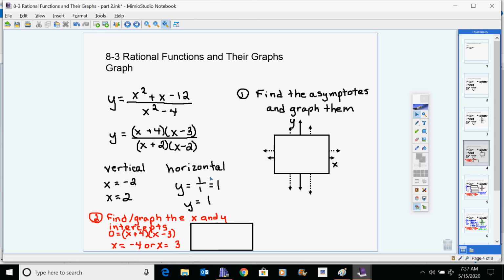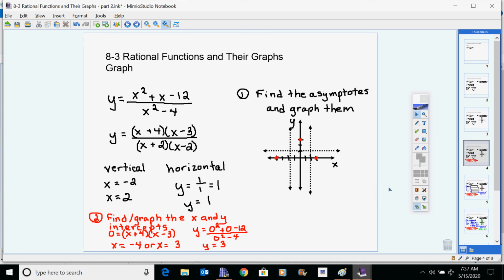And our y-intercept. Remember, our y-intercept comes from when you plug in zeros here. So 0 plus 0 minus 12. So our y-intercept is going to be +3. So we would put those points in our graph. That's not quite enough yet to see what the graph looks like, but it's close.